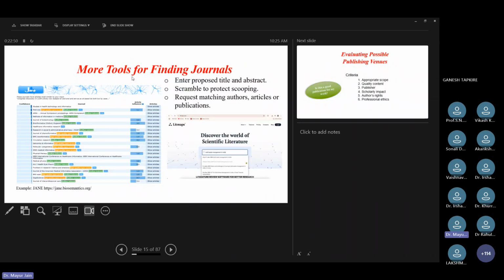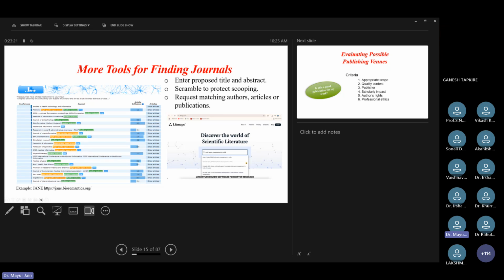There are more tools for finding journals, where you can simply enter a proposed title and abstract, scrambled to protect against scooping, and request matching authors and articles or publications. Nowadays I can also see that certain AI-based tools are available, which again help you, based on the authors and the articles published in the same domain, to get different names of journals, right? So this is also one website, Jane.